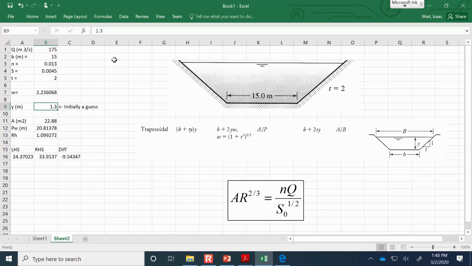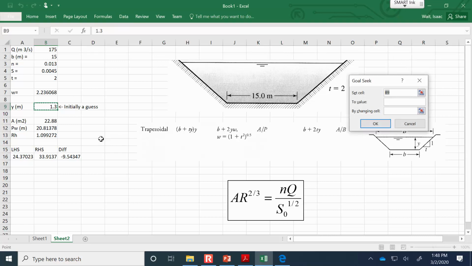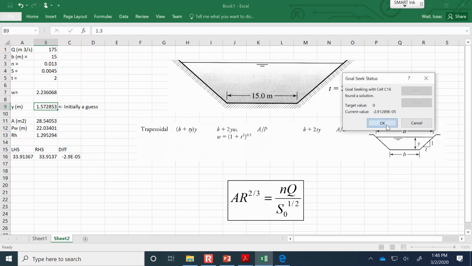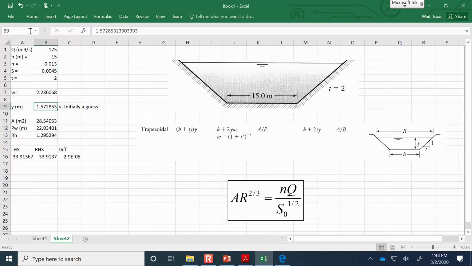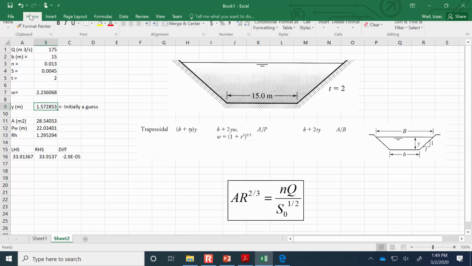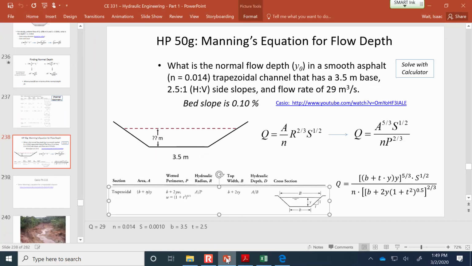And so now we can iterate by changing the flow depth. So data, what if analysis, goal seek, and our objective is that we want to set this difference to 0 by changing the flow depth. And this is essentially what your calculator was doing, where he was saying it takes 20 seconds for it to go through and find the depth. It's starting with some guess value. And so now we're saying go ahead and change the flow depth until the difference is 0. And that tells us that the depth should be 1.573 meters.